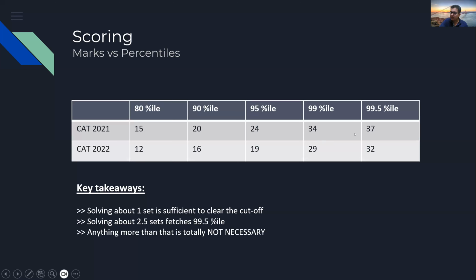And if you're just able to do half a set more, you're hitting a 99.5, right? So that's one of the key takeaways that you should have. Solving about 2.5 sets is really enough to get you 99.5 and above.